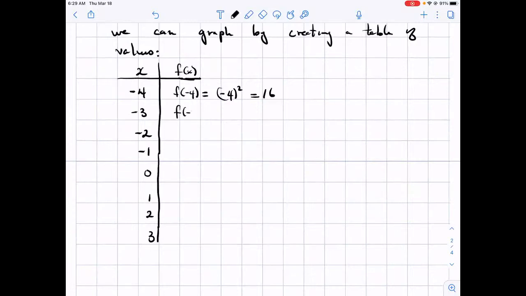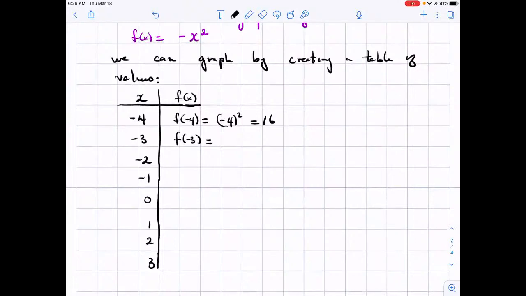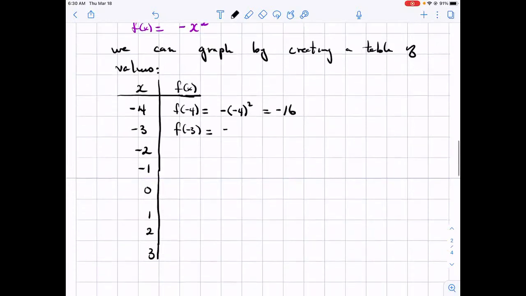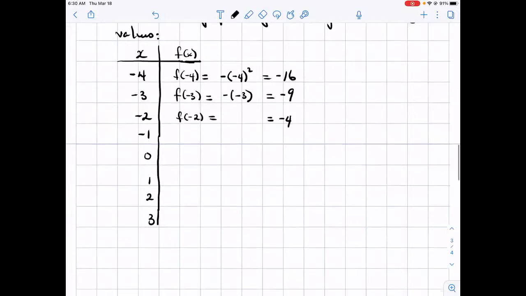F of minus 3, we have a minus x squared. So this becomes minus, and then minus 4 squared, which becomes minus 16. This becomes minus minus 3 squared, which becomes minus 9. If you continue to do this, f of minus 2 will be equal to negative 4. F of minus 1 will be equal to negative 1. F of 0 will be 0.